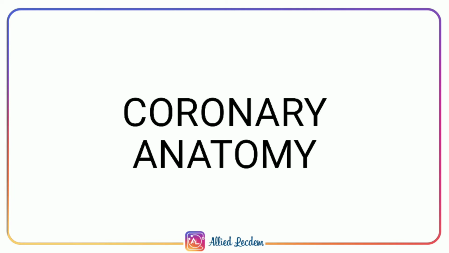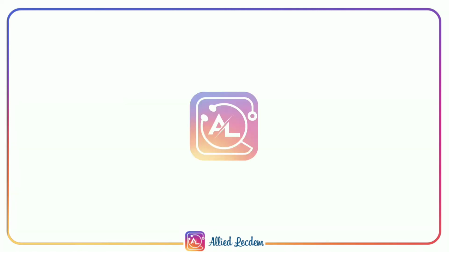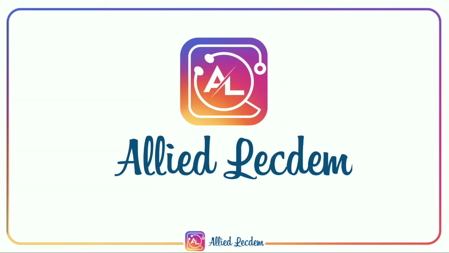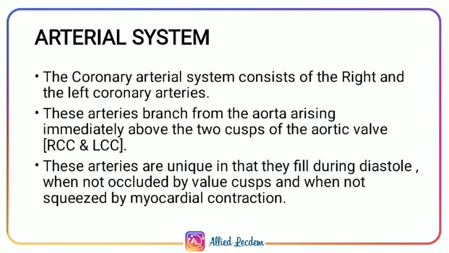Today's topic is about coronary anatomy. Like all other tissues in the body, the heart muscle needs oxygen-rich blood to function. This oxygen-rich blood is supplied by the coronary arterial system. The coronary arterial system consists of the right and the left coronary arteries. These arteries branch from the aorta, rising immediately from the true cusp of the aortic valve.